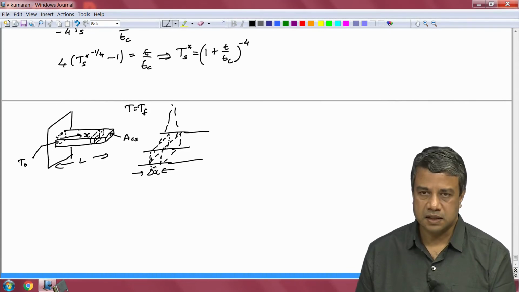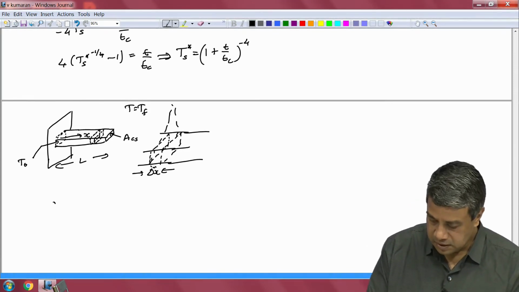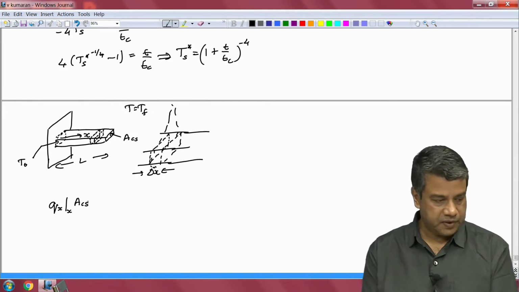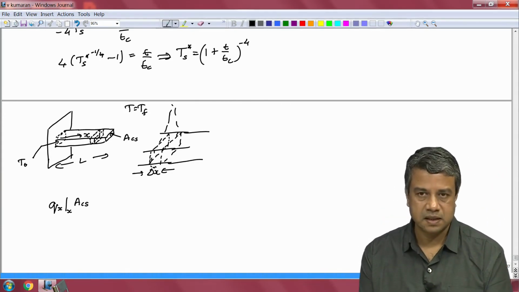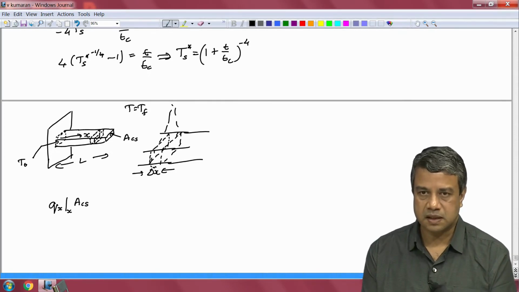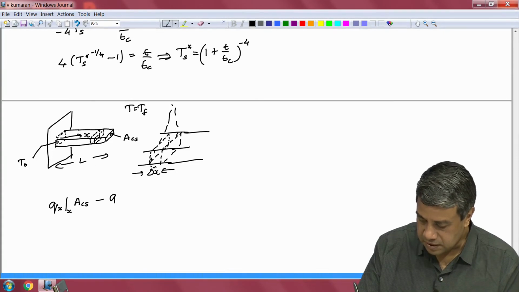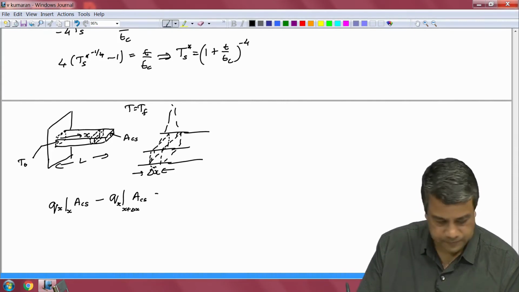Energy entering from the left is going to be equal to the flux qx at x times the area per unit time. The energy entering per unit time is the flux at the location x times the area. The energy leaving on the right side is qx at x plus delta x times ACS.